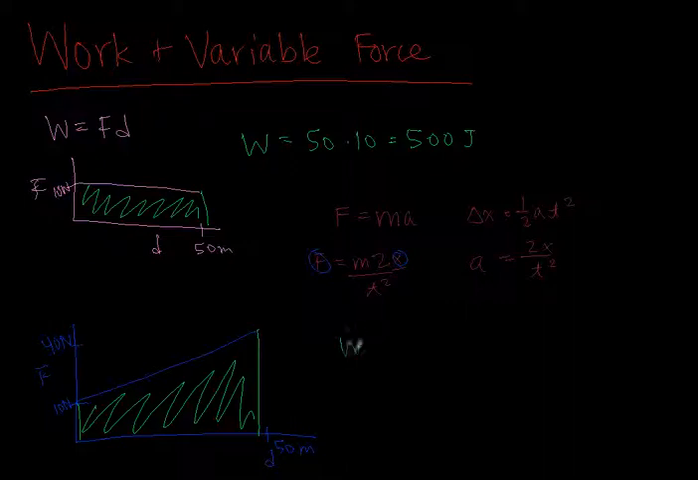And we just get that work equals the base, which is 50, times 1/2 of the two heights, which is 10 plus 40. And this is the area of a trapezoid. And if we were to do that on our calculator, we'd get that work equals 1,250 joules.